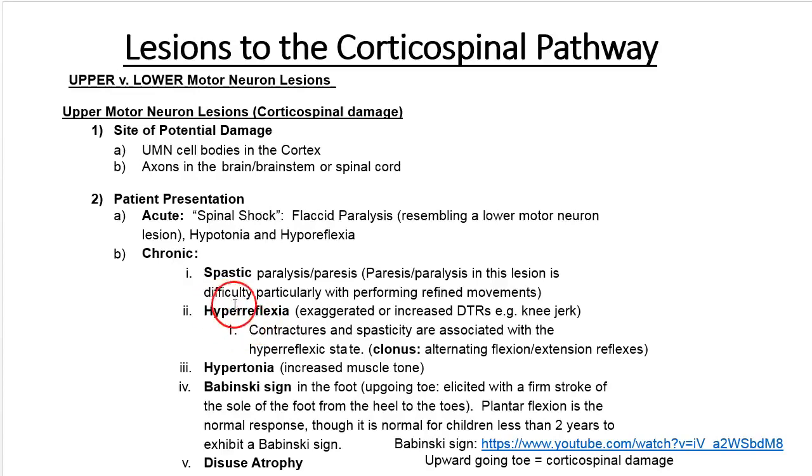Over a period of time of continuous hyperreflexia, in that very same distribution, you'll start to see contractures of tendons, and you'll see increasing spasticity, increasing tone, and resistance to passive movement associated with that hyperreflexive state. That hyperreflexia may be manifested with clonus, an extreme form, in which you see alternating flexion and extension of the reflex.